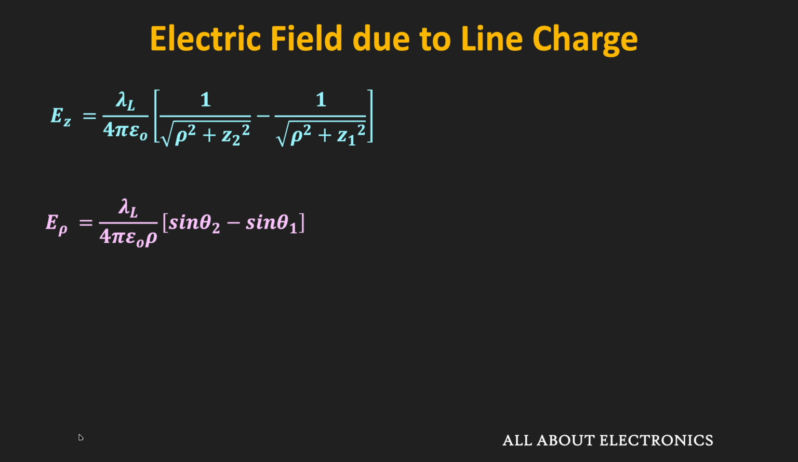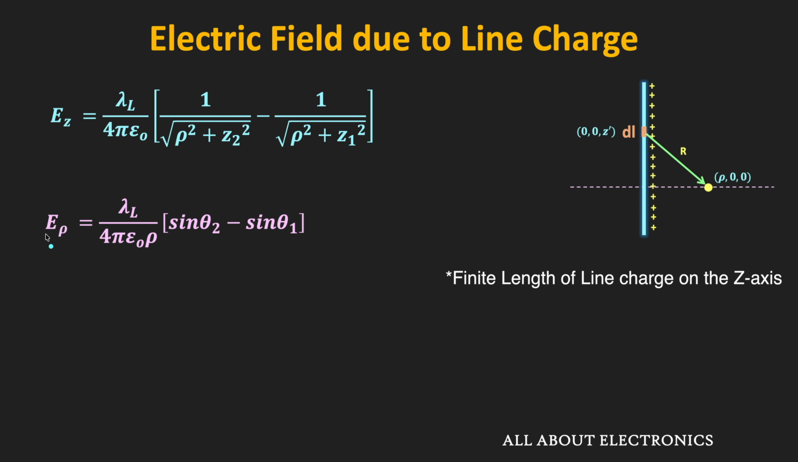So overall, the expression of the E is the summation of these two components. That means if we have a finite length of line charge, then at the given observation point, the electric field intensity can be given as the summation of E rho and Ez. And as we have seen earlier, in the special case, when our observation point is at the center of this line charge, at that time the Ez component will get cancelled out.